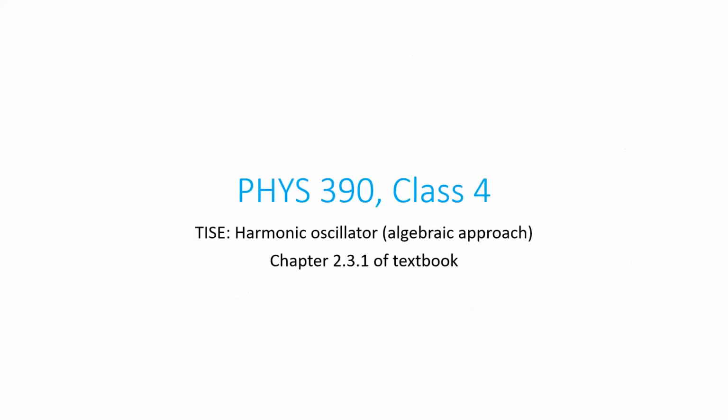Okay, welcome guys to Physics 390 class number 4. In this class, we're going to be talking about the TISE, the time-independent Schrödinger equation, applied to the harmonic oscillator, and we're going to take an algebraic approach to solving it. This material comes from chapter 2.3.1 of your textbook.